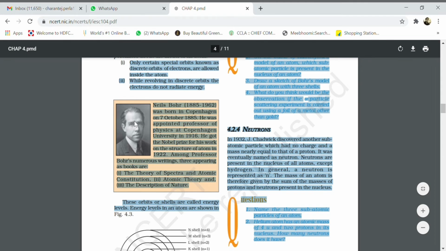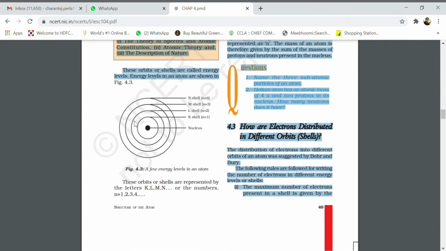As you can see here, a picture of four circles and in between a dot. This dot is the nucleus and these are the orbits in which electrons are rotating. First is the K shell, which is number 1, second is the L shell, which is number 2, third is the M shell, which is number 3, and fourth is the N shell, which is number 4.